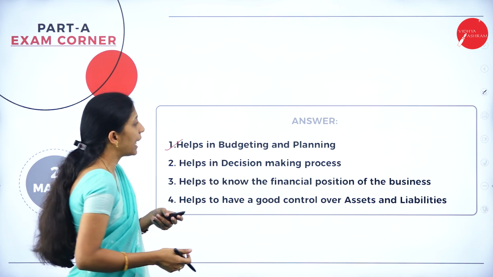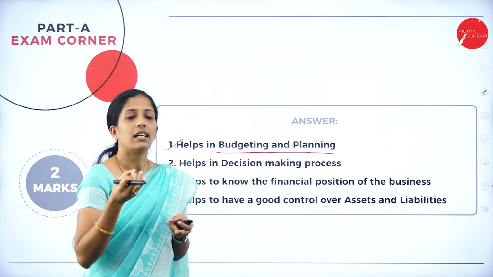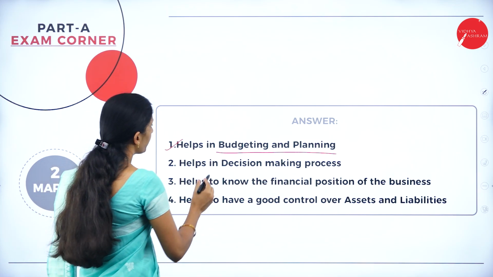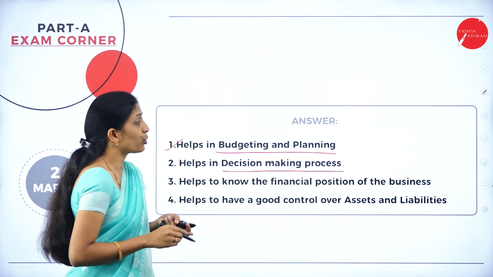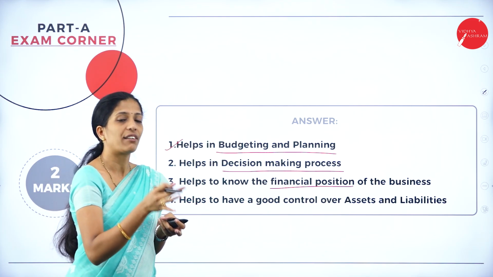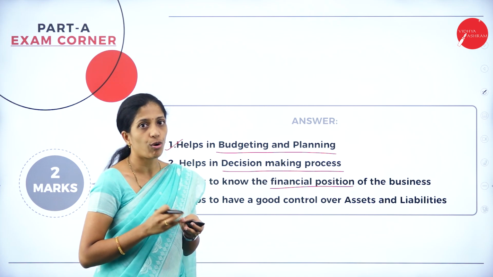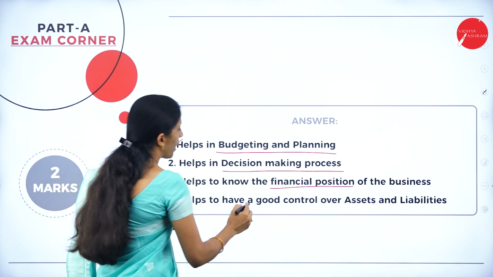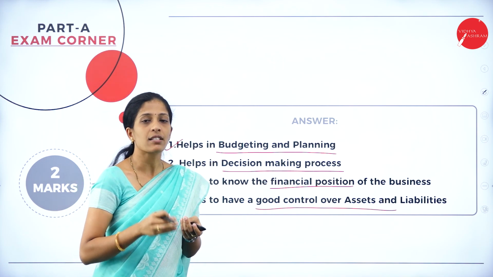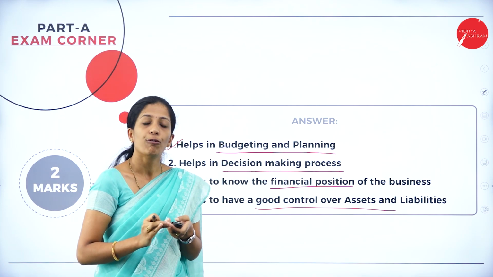Accounting information helps in budgeting as well as planning. If you take a particular year, by referring to the accounting information, we can decide the budget, and planning can also happen. It helps in the decision making process. It helps to know the financial position of the business, that is whether the business is in profit or loss, what the financial position is, and what the value of assets and liabilities we have in the business. These are all known by the financial information. It helps to have a good control over the assets and liabilities. So, you can write this for 2 marks. They have specifically asked, name any 4 users of accounting information, so you have to write the 4 points.